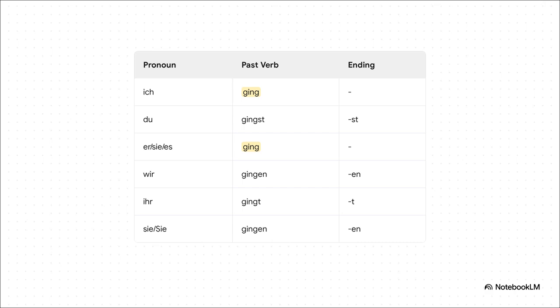Okay, let's look at a full example with gehen, which became ging. Now, notice the endings here. There's no ending for ich. You've got est for du, en for wir. Hey, that's the exact same ending pattern we saw with ich war, du warst. And, yup, our trusty shortcut is here too. Ich ging is the same as sie/es ging. It's all starting to connect, isn't it?